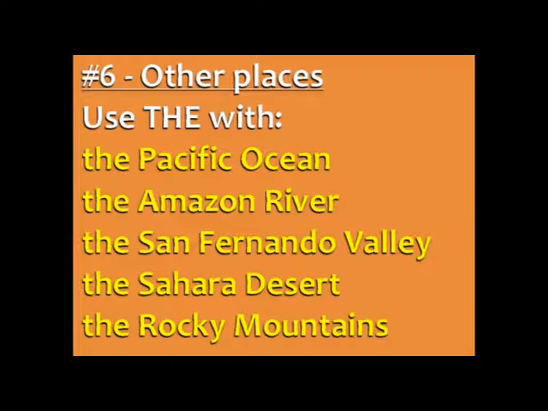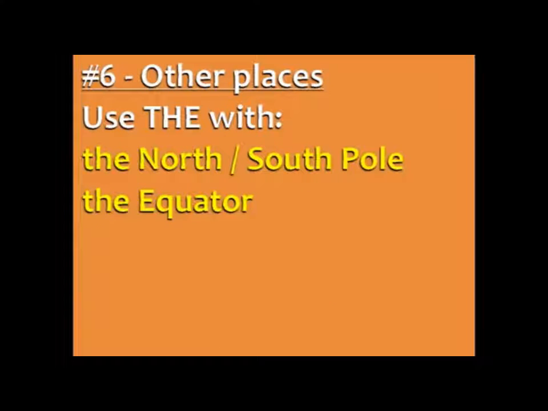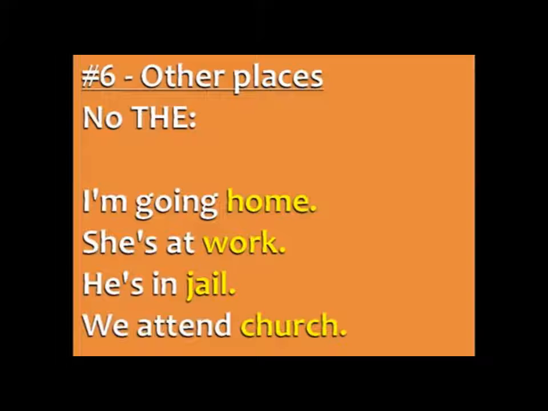That's groups of mountains. For example, the Pacific Ocean, the Amazon River, the San Fernando Valley, the Sahara Desert, and the Rocky Mountains, as well as with specific points on the globe, like the North Pole, the South Pole, and the equator. What about some places that aren't proper nouns?